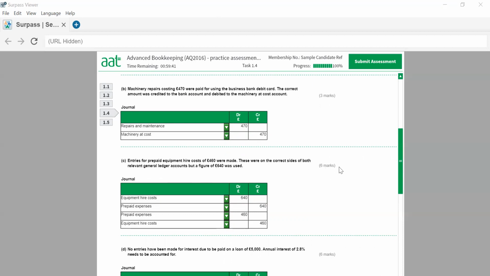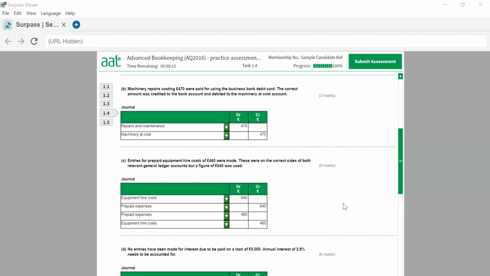So what they would have done is they would have credited the equipment at hire cost for 640, and they would have debited prepaid expenses for 640. That's what they've done, yeah? It was a prepayment, wasn't it? So again, write down what they've done. They have credited the equipment at cost for 640, and they've debited prepaid expenses for 640. That's what they've done. So we need to put it right.